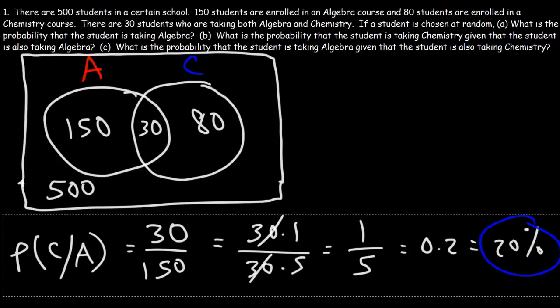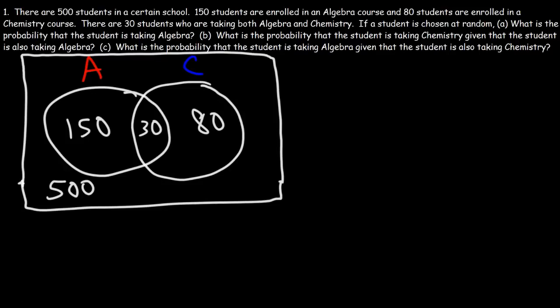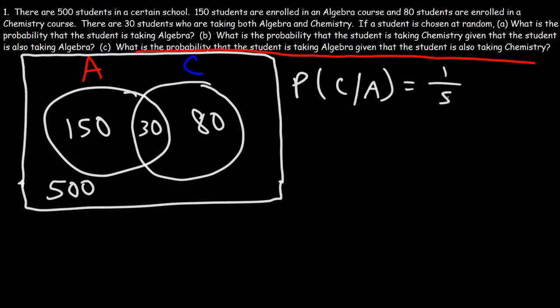Now let's move on to the last part of this problem, part C. What is the probability that the student is taking algebra given that the student is also taking chemistry? So going back to part B, we said the probability of getting C given A was 1 over 5. Now, in this problem, we're looking for something different. We're looking for the probability of A given C, and these are not the same.